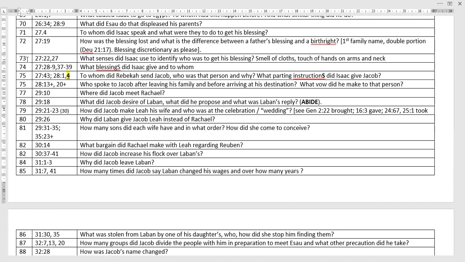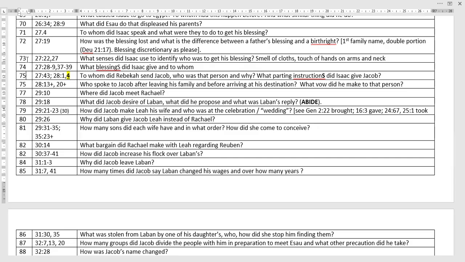Question 74. What blessings, plural, did Isaac give, and to whom? I won't read all that out. You can see chapter 27, verses 28 to 29, and verses 37 to 39, the long worded ones. So I'll save the time here.